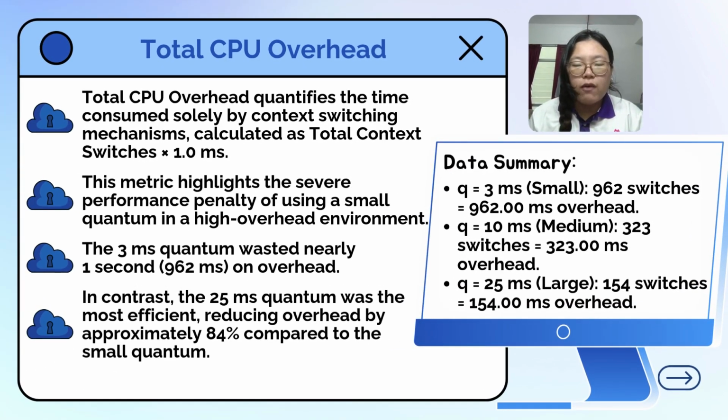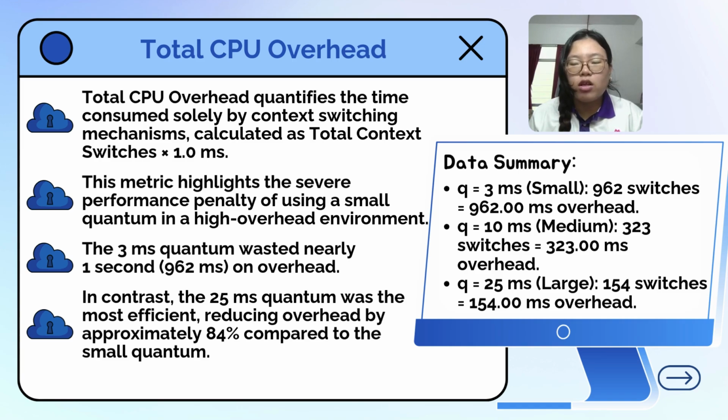Next, we move to our efficiency analysis. Total CPU overhead represents the time the processor spends purely on task management rather than executing process instructions. We calculate this metric by multiplying the total number of context switches by our fixed 1 millisecond penalty. The data reveals a severe performance penalty when using smaller quanta in this environment.